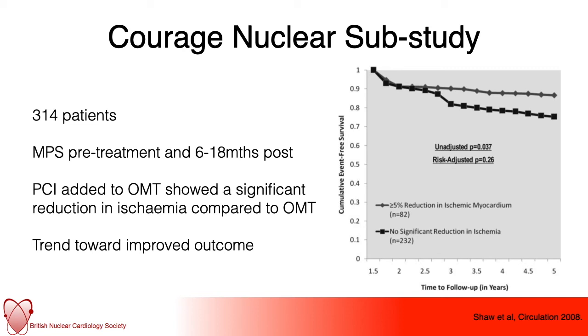And what they did show is that when PCI was added to optimal medical therapy, there was a more significant reduction in ischemia compared to optimal medical therapy. Now, the numbers are small. We're talking about a sort of nearly 3% reduction in ischemic burden compared to about a 0.5% reduction, but nevertheless that was statistically significant. And what they also showed is that those patients who derived some benefit, so if you look at this cumulative event-free survival, those patients who did derive a greater reduction in ischemic burden actually seemed to do a little bit better. Now, this was a trend, and once it was risk-adjusted, that was not significant, but overall that's a sort of trend that is important.